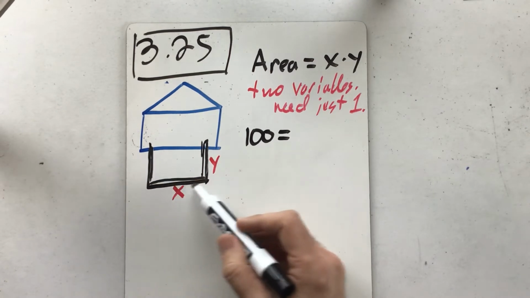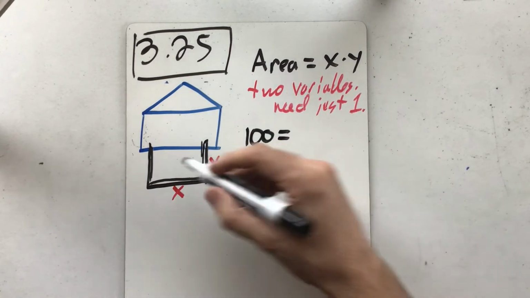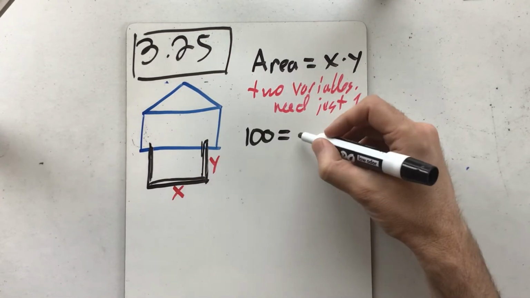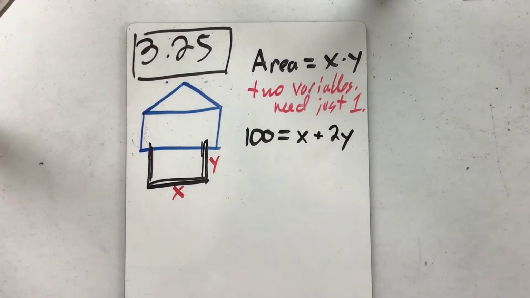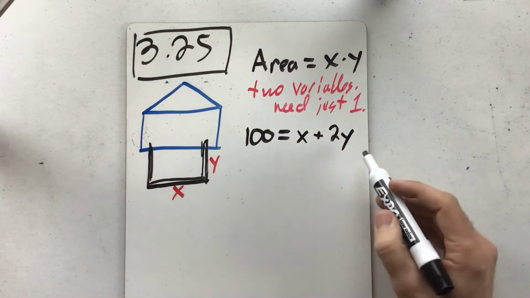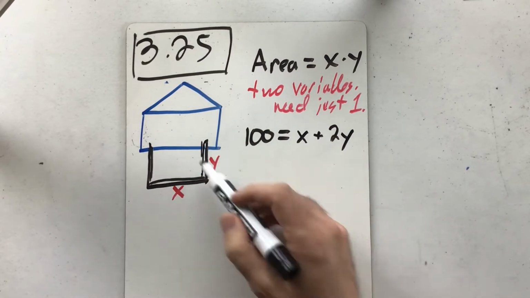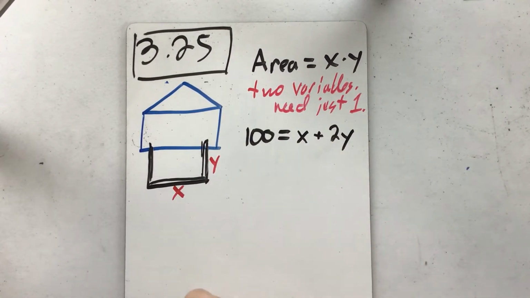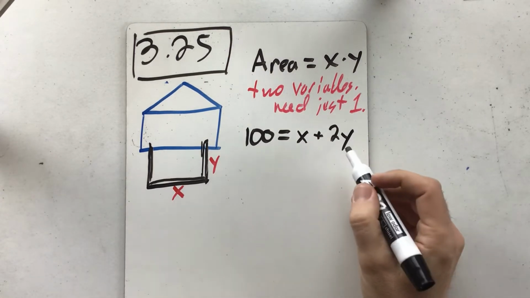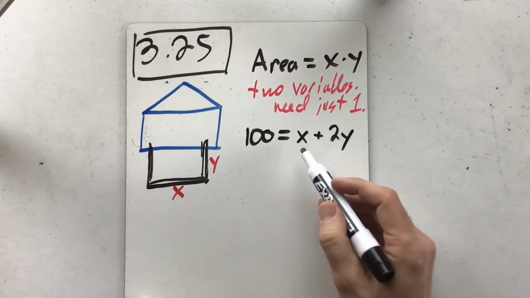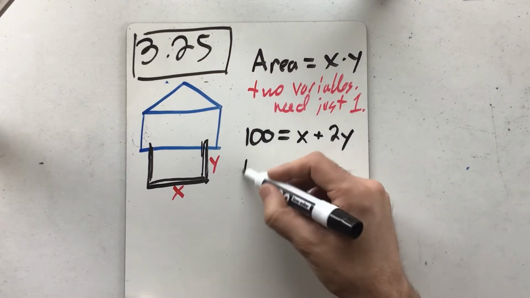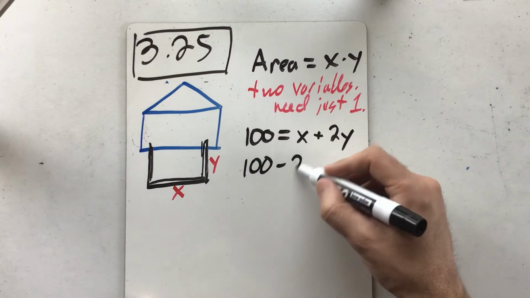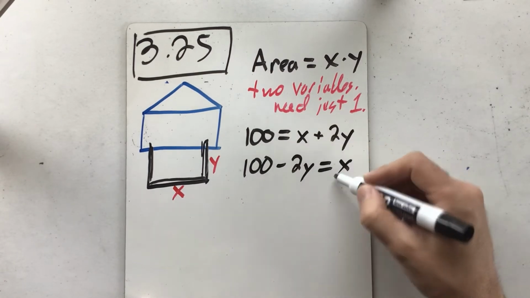And how much fence does he use? Well, he uses Y plus X plus Y. So X plus 2Y is the total amount of fence he has. So here's our fence, and this is our fence in X and Y. So now what I can do is I can substitute. So what I'm going to do is I'm going to solve for one of these 2 variables. Let's solve for, how about solve for X? That sounds good. And so what I get is that 100 minus 2Y equals X.